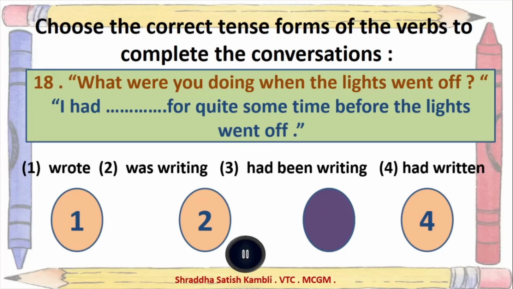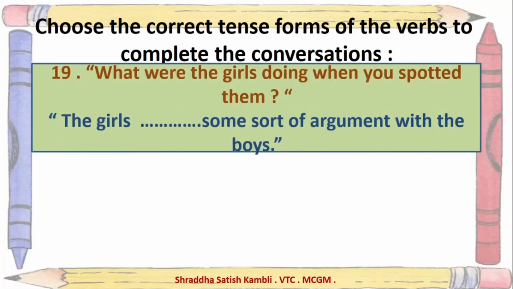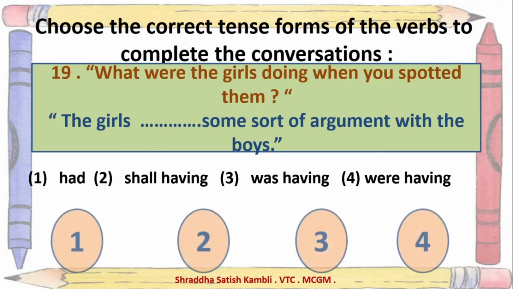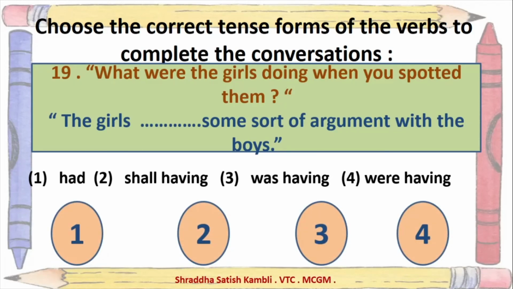The second last question in this particular video, what were the girls doing when you spotted them? The girls dash some sort of argument with the boys. So the girls had some kind of arguments with the boys. The girls shall having some sort of argument with the boys. The girls was having some sort of argument with the boys, or the girls were having some sort of argument with the boys. So come on, put on your thinking caps.